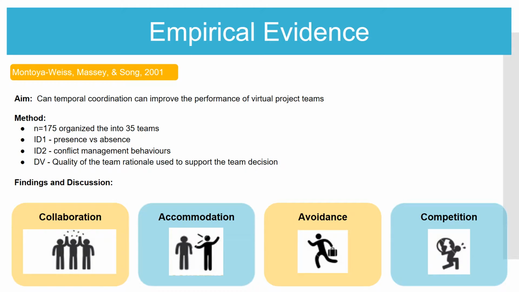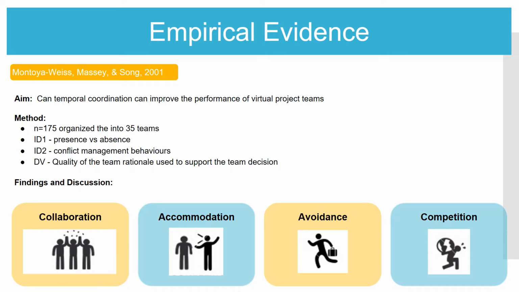For traditional teams, studies have consistently shown that, as predicted by the dual concern theory, a collaborative conflict management style positively affects team outcomes in a variety of research and task contexts. But besides being physically dispersed, virtual teams are often temporally dispersed as well. A study conducted by Montoya, Weiss, Macy, and Song in 2001 used an experimental design to look at the effects of the conflict management behaviors predicted by the dual concern theory and the temporal coordination on performance in virtual teams. The study consisted of 175 participants organized into 35 teams to work on a project.